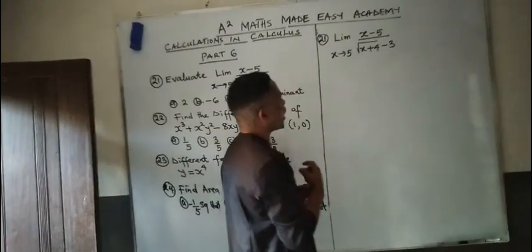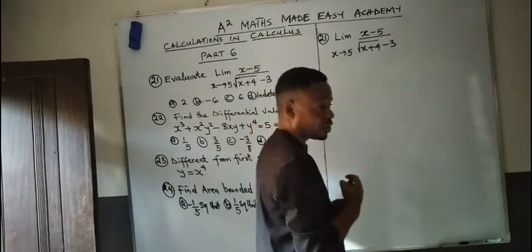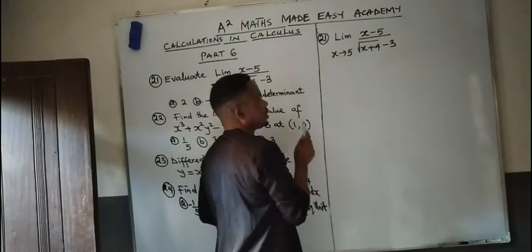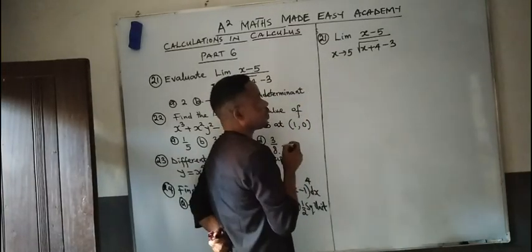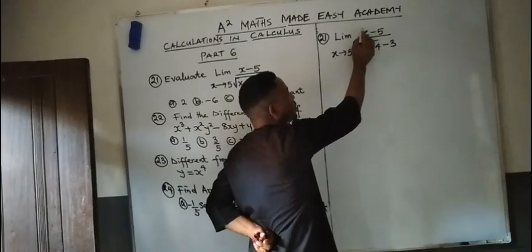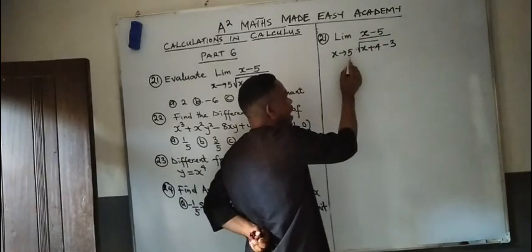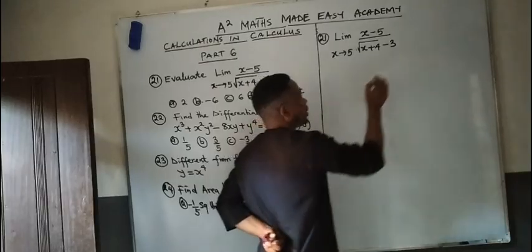Now, anytime you are calculating the limit of a function, the first thing you are going to consider is to know what x approaches. Here x approaches 5. It then means that the first thing we are going to do is that anywhere we see x, remove x and introduce 5. Can we do that?